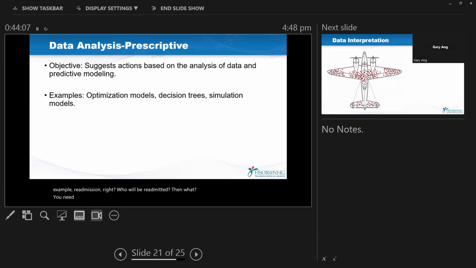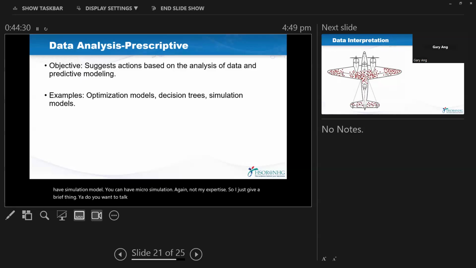You need to have prescriptive. What are you going to do next? Based on the data and the predictive modeling, how do I optimize resources? That is his expertise because he's in operations research, optimization. Then you can have decision trees, how to decide, and you have simulation models. You can have microsimulation, again, not my expertise. So I just give a brief overview.